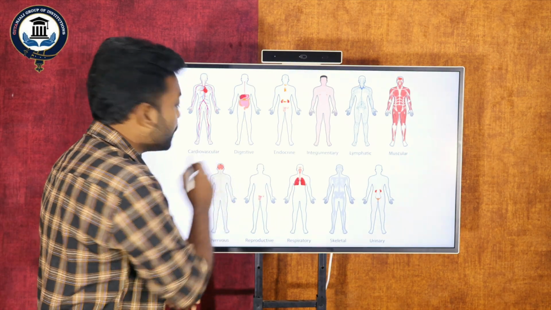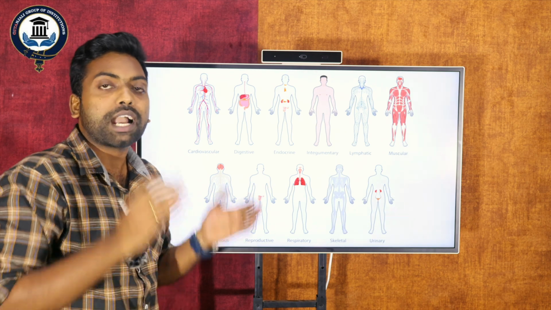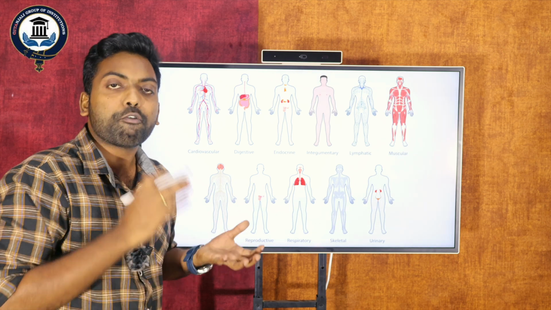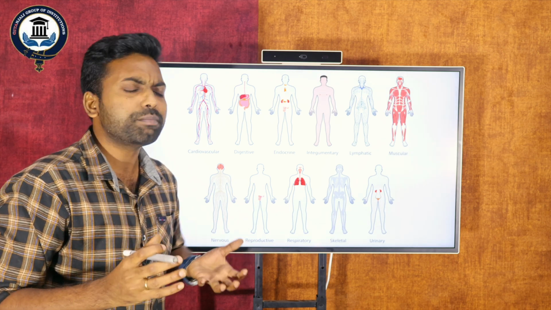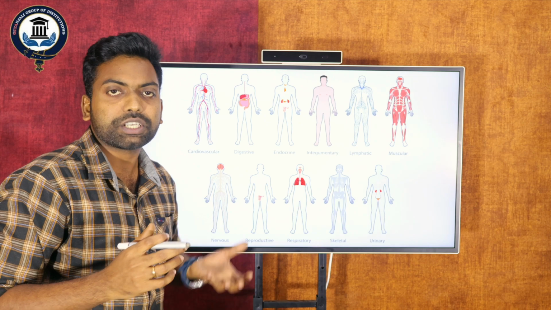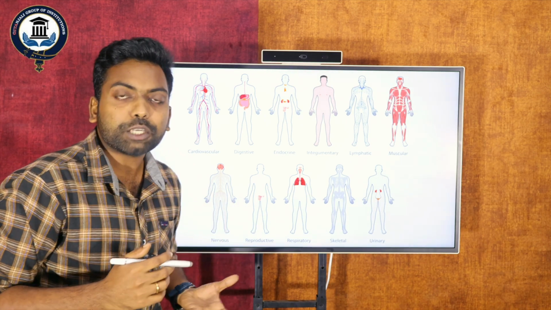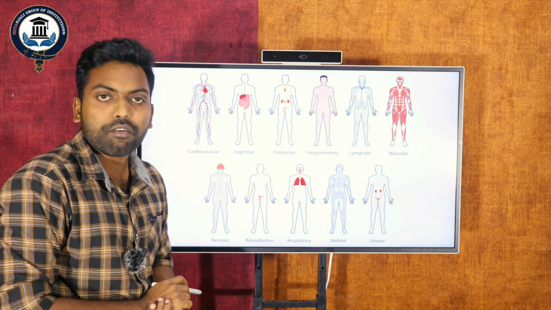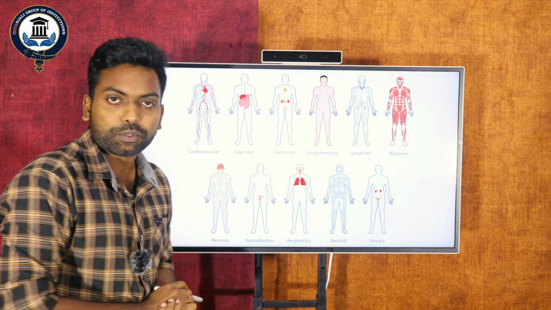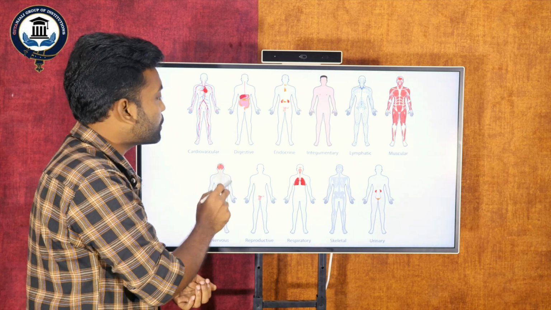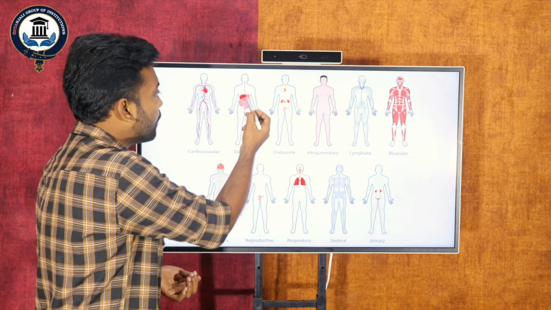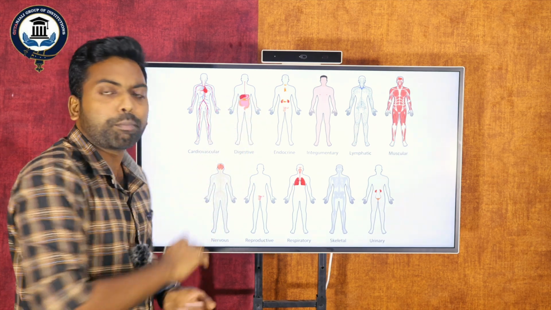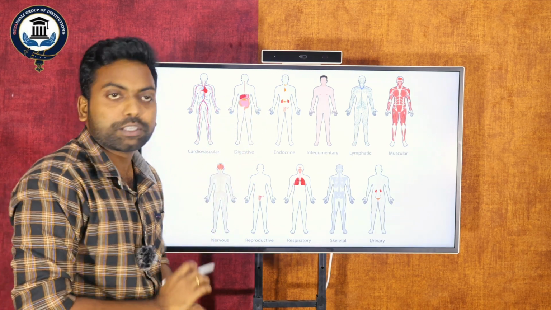The first one is the cardiovascular system. As I told you, cardio means heart and vascular means blood vessels. It might be veins, arteries, nerves. That is called the cardiovascular system. As you can see in the picture, the first one is the cardiovascular system and the second one is the digestive system. As you can observe, the digestive system is formed with the oral cavity, esophagus, pancreas, liver, and stomach. This build-up is called the digestive system.